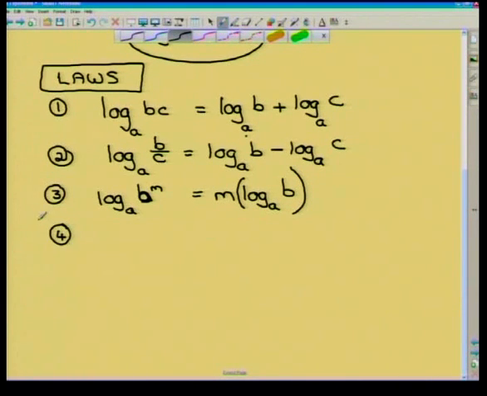Right, there is a fourth rule. And again, it's become not really that essential to know, in that you've got calculators that work with different bases.